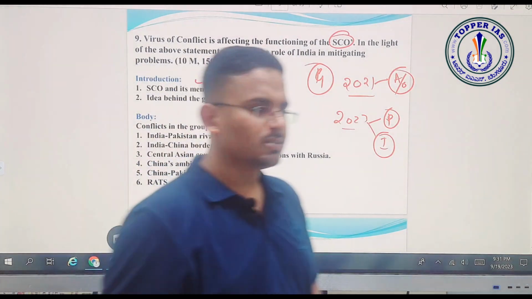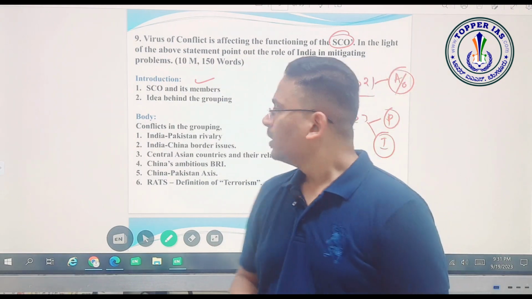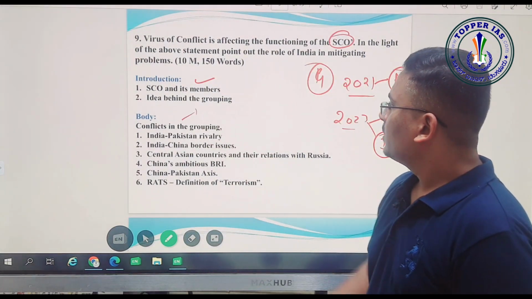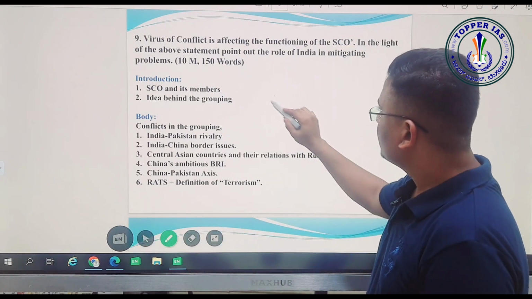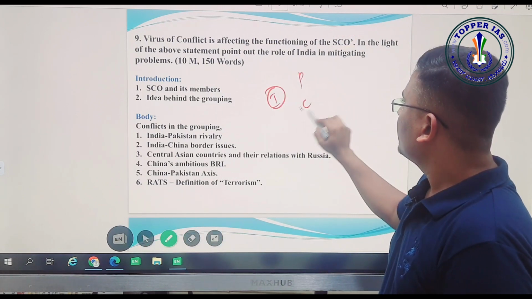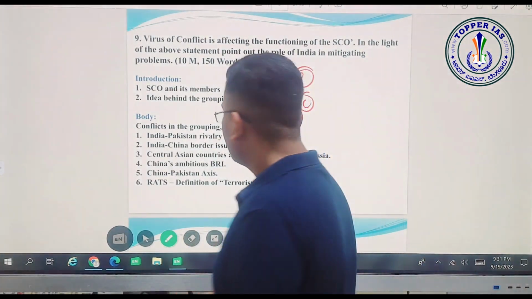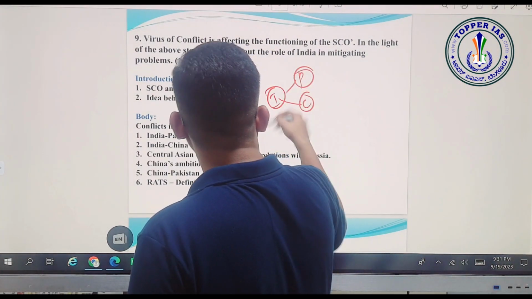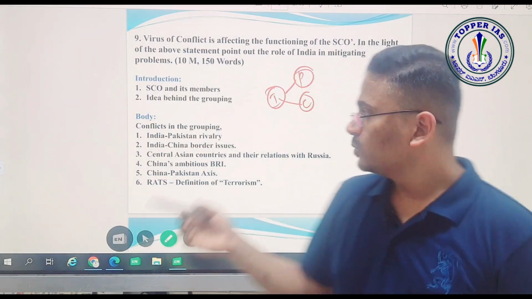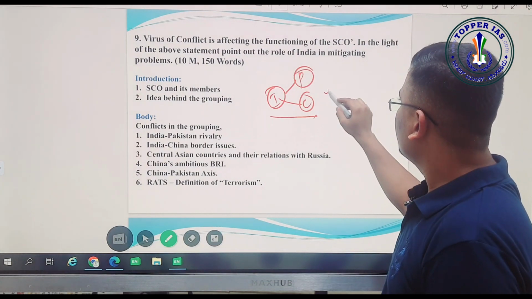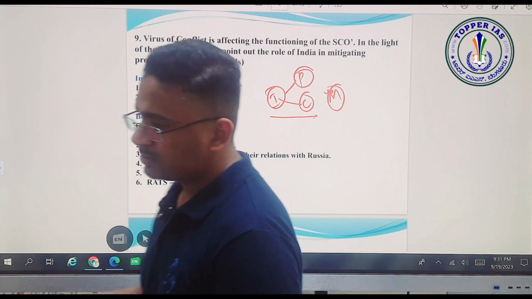First discuss SCO and its members. The members are the Central Asian countries, Russia, China, Pakistan and India. Then if you discuss the conflict, when you say India, Pakistan and China, you can guess. India and Pakistan are already having conflicts over Jammu and Kashmir, and India and China are having border disputes. So the members of the group are having internal conflicts related to their borders. That is the first thing.